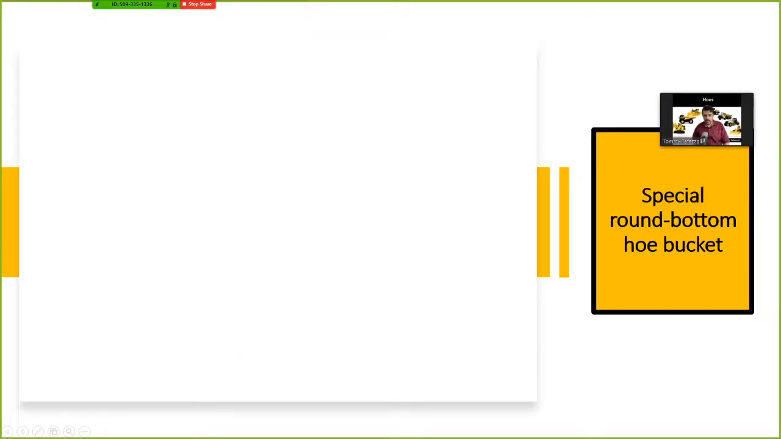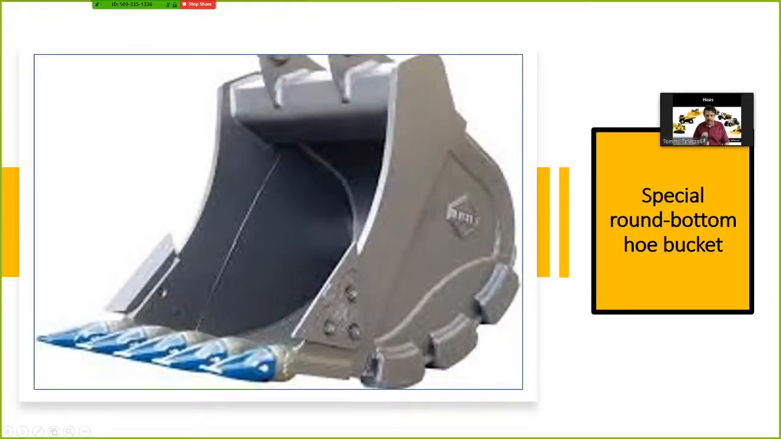All right. So, a special round bottom hoe bucket is this. As you can see, the teeth are welded, or sometimes they are removable, because they're actually a very important part of the bucket. They start the cutting, okay, and they depreciate very fast. So many of these teeth are replaceable.